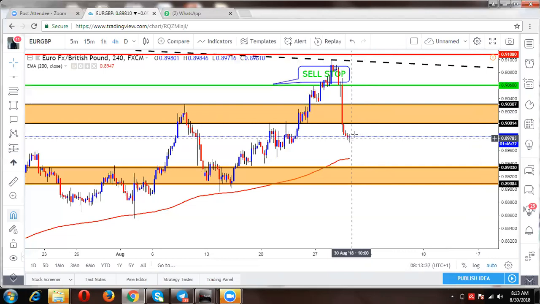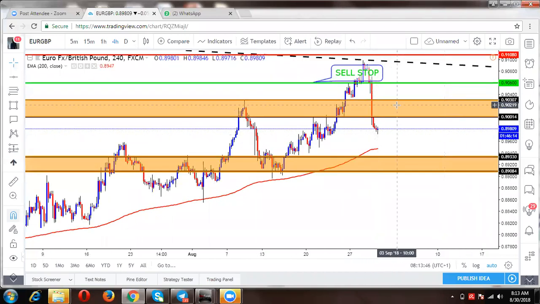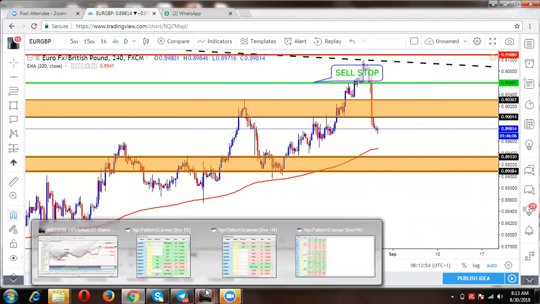Okay, so this pair is already gone. But we're still expecting a further drop. So I'm going to expect a pullback. It just broke back down through this zone. So we can expect a pullback, a retest rather, and then a drop. So let's see what was on the scanner.